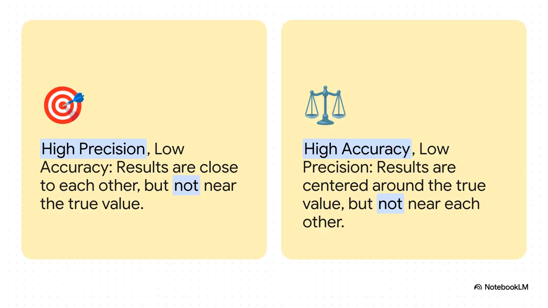Okay, picture this. You're tossing horseshoes. If all of your tosses land in this tight little group way off to the side of the stake, well, that's high precision but low accuracy. You're very consistent, but you're consistently missing the mark. Now, what if your tosses are kind of all over the place, but their average position is right on the stake? That's high accuracy but low precision. You're sort of right on average, but each individual attempt is, well, it's a bit wild.